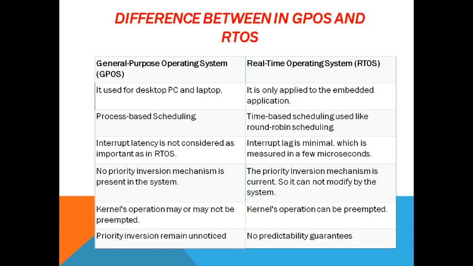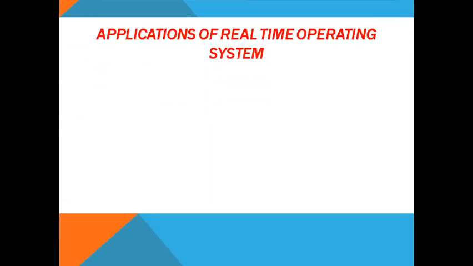No priority inversion mechanism is present in the GPOS. In RTOS the priority inversion mechanism is present, so it can't be modified by the system. In GPOS, the kernel's operation may or may not be preempted. Here, in RTOS, kernel operation can be preempted. In GPOS, priority inversion remains unnoticed and there are no predictability guarantees. So this is the generalized difference between a general purpose OS and a real time OS.